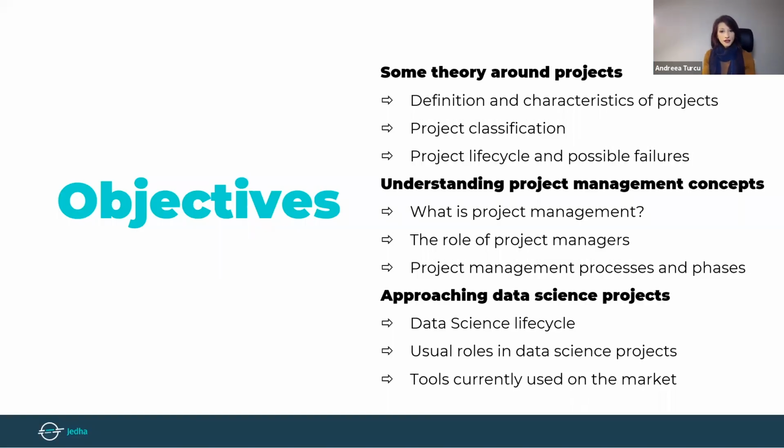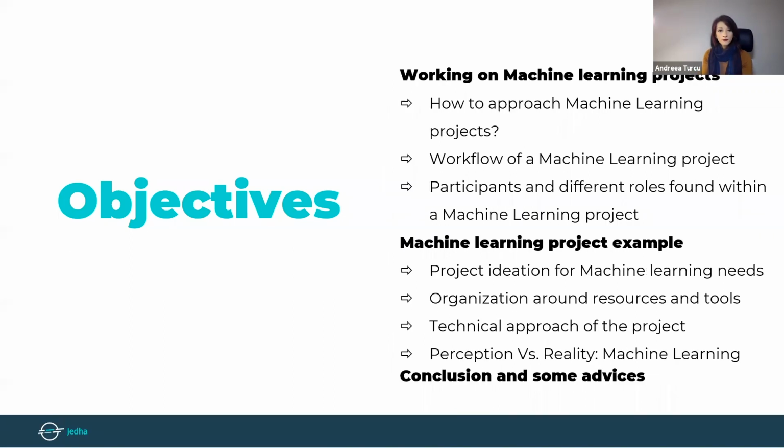This video's objectives are learning some project theory basics such as classification of projects, life cycle, possible failures, understanding project management concepts, roles, processes and phases, approaching data science projects and how they adapt to previous concepts with respect to life cycle, phases, tools, roles.